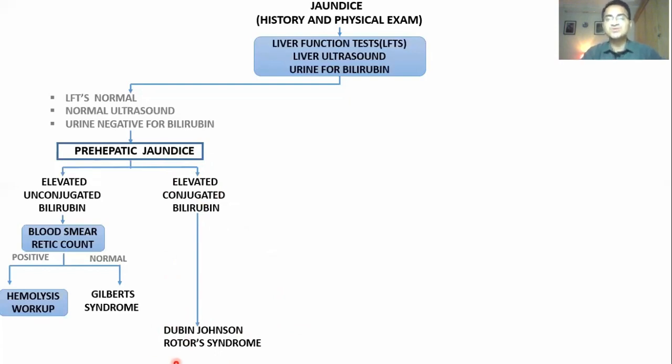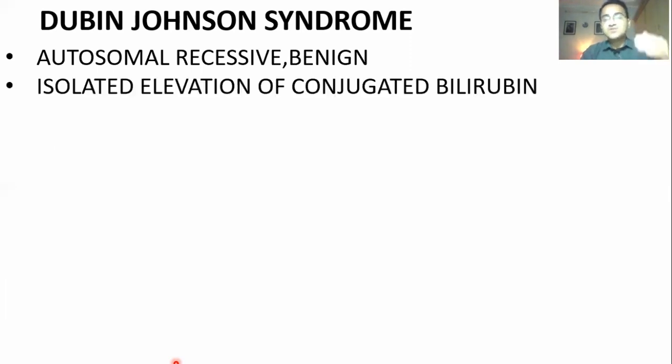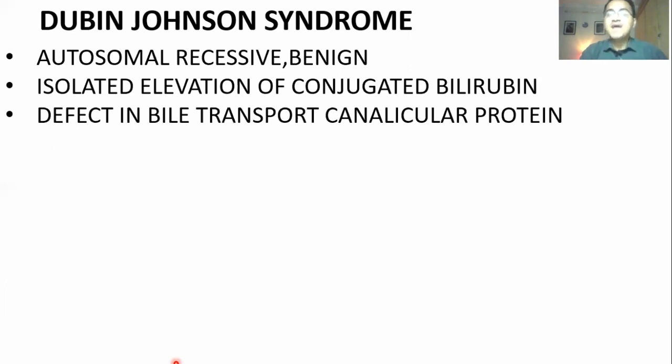What is Dubin-Johnson syndrome? Dubin-Johnson syndrome is basically an autosomal recessive disorder. It is a benign condition in which there is defect in the bile canaliculi transport protein. Liver cells are conjugating bilirubin, but that bilirubin from cells cannot be transported out into bile canaliculi. So there is isolated elevation of conjugated bilirubin, and there is defect in the bile canalicular transport protein. That conjugated bilirubin accumulates in the hepatic cells and it cannot be transferred into the bile canaliculi.